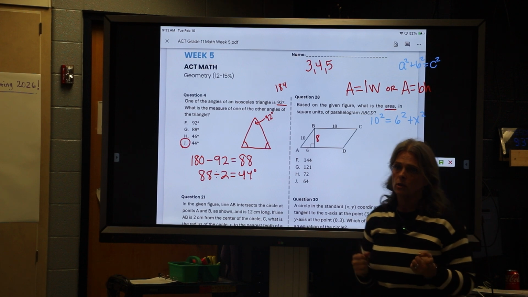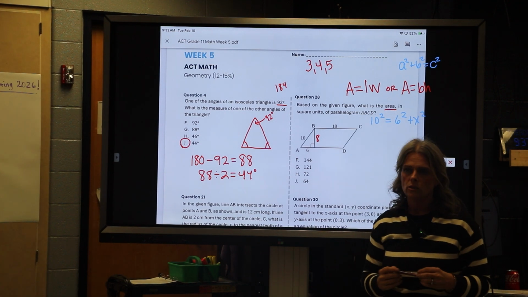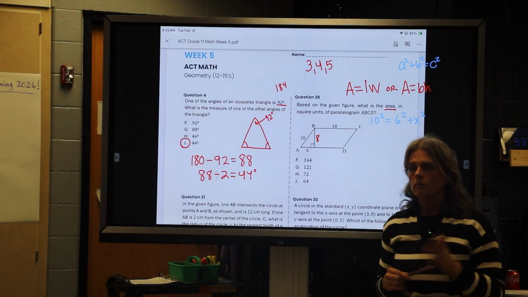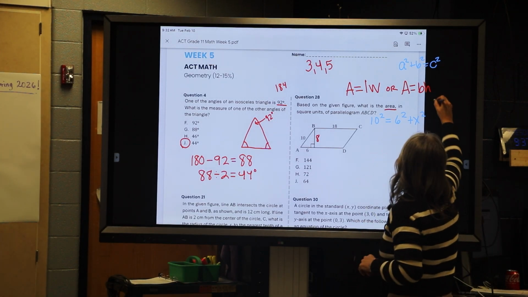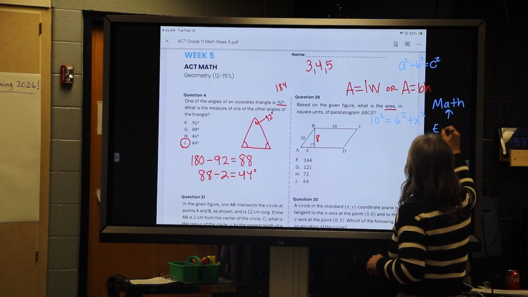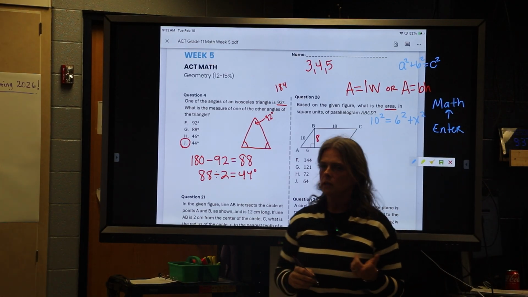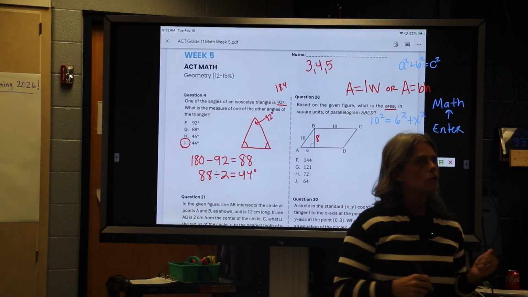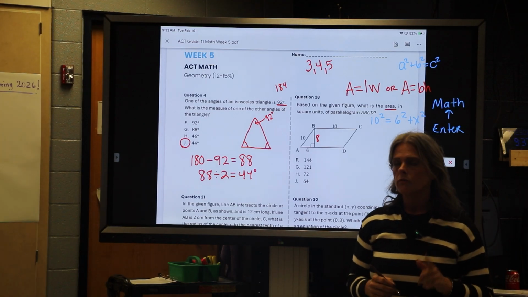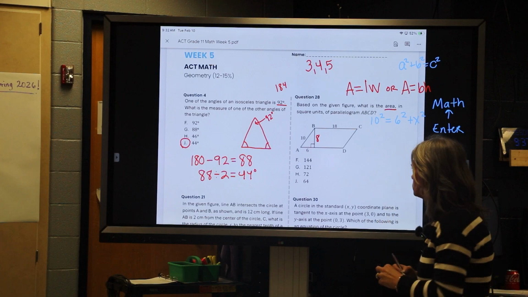I want you guys to put that in your numeric solver. Can somebody tell me how to get to the numeric solver? Math, arrow up, enter. And once you get that, do you hit enter to get your answer? No, what do you have to hit? Graph, or second, or alpha enter. We'll get it for you.